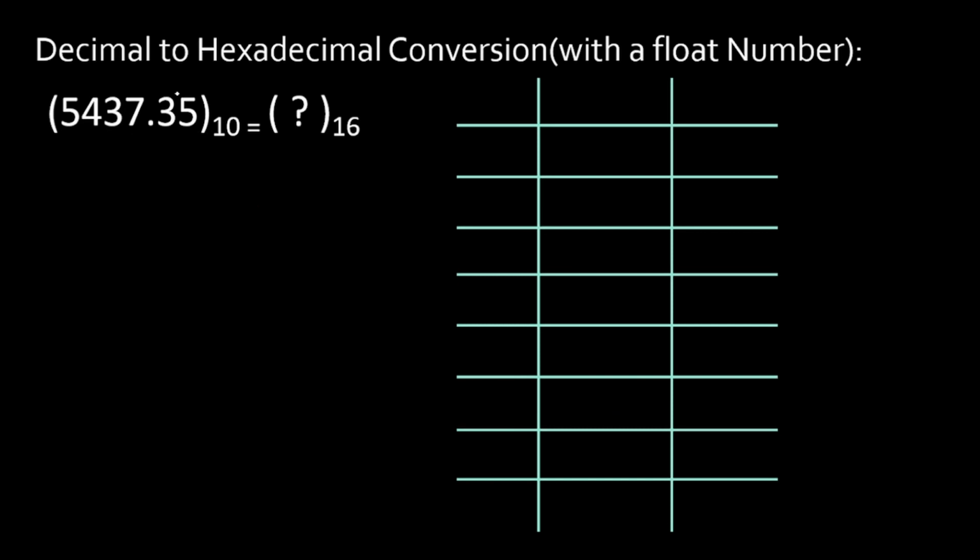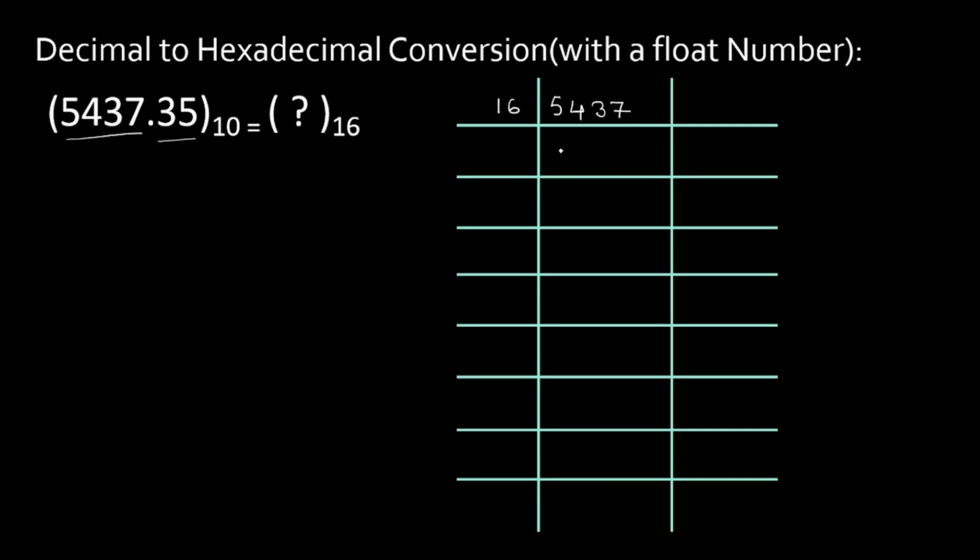Okay, now come to decimal to hexadecimal conversion with the float number. If a decimal number is given with a decimal part, we'll take its integer part first and we'll take its decimal part another way. Integer part conversion we have just learned. The same way we will convert its integer part into hexadecimal. So this number will be divided by 16 till we get the quotient less than 16.